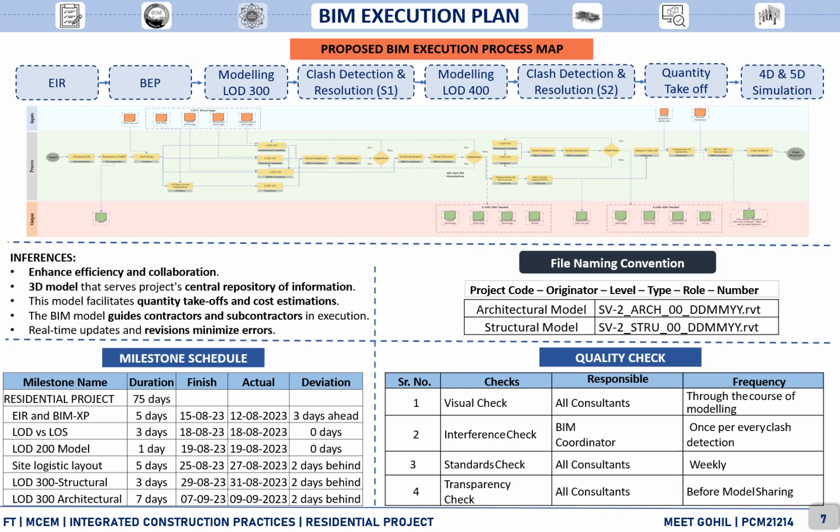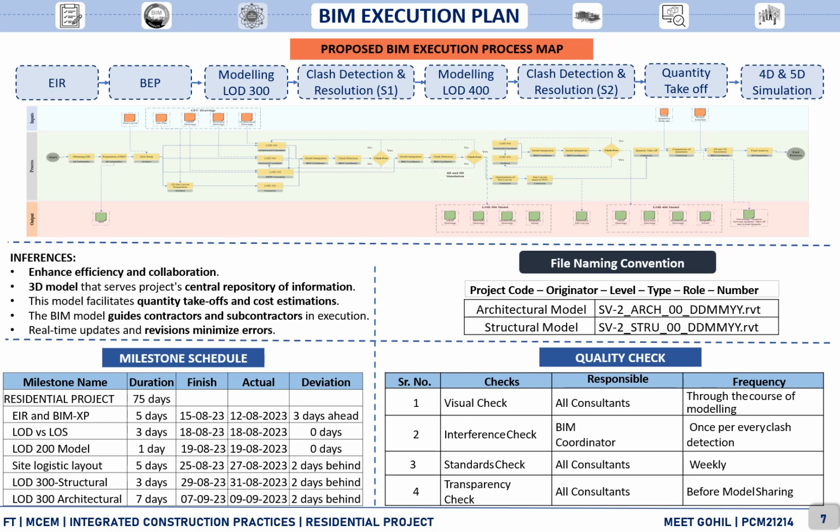Talking about the BIM execution plan, on our side the traditional approach is followed and there is no BIM implementation for our project. So, as a BIM coordinator, I have proposed a BIM execution process map and highlighted the major components as above. That is, first we have developed the employer's information requirement. Then we have developed a BIM execution plan. Then we have developed the level of detail 300 model for architecture, structure and services.